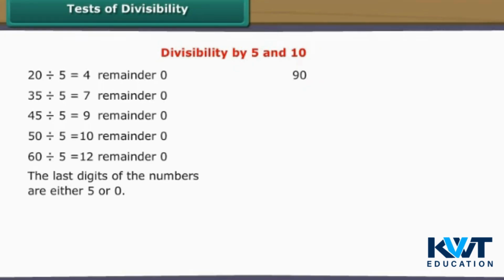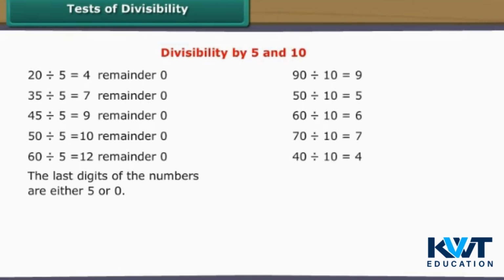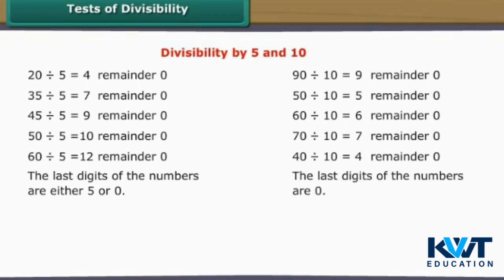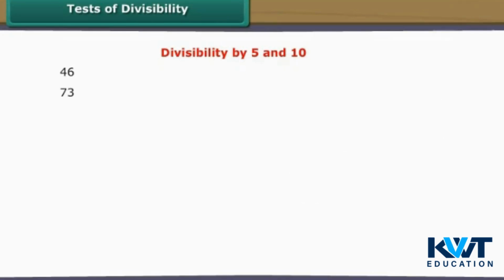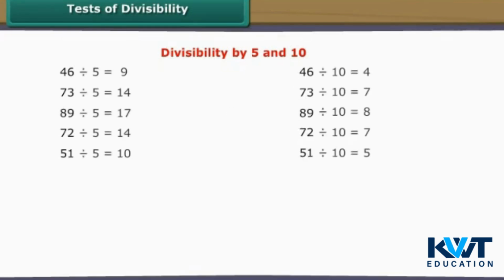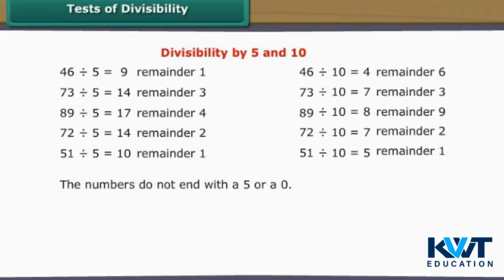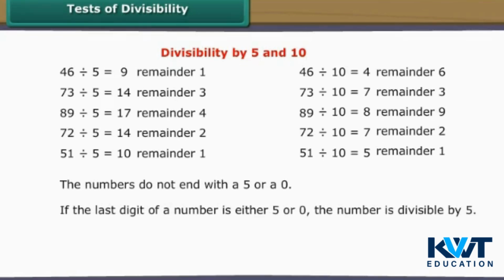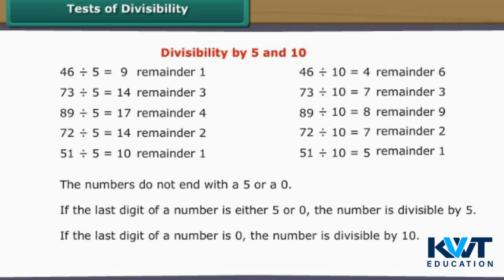Consider these numbers: 90, 50, 60, 70, 40. Let us divide them by 10. 10 divides them all exactly. All the numbers divisible by 10 end with 0. Consider some more numbers: 46, 73, 89, 72, 51. They are not divisible either by 5 or by 10. None of them ends up with a 5 or a 0. Therefore, we can say that if the last digit of a number is either 5 or 0, the number is divisible by 5. If the last digit of a number is 0, the number is divisible by 10.